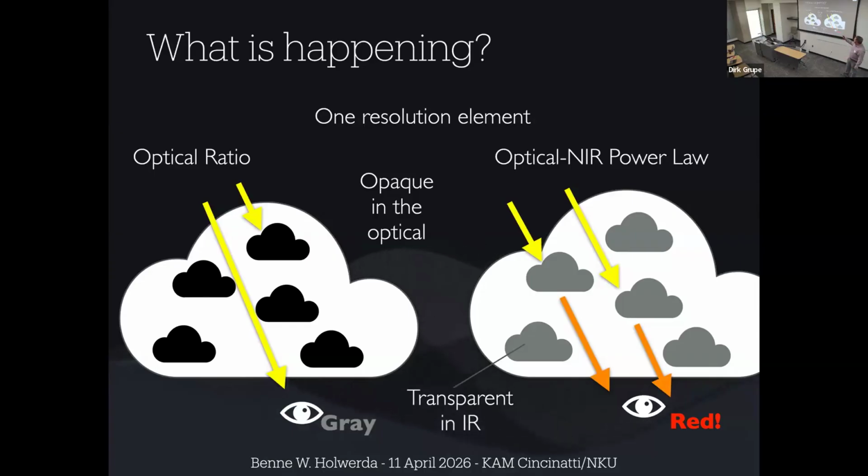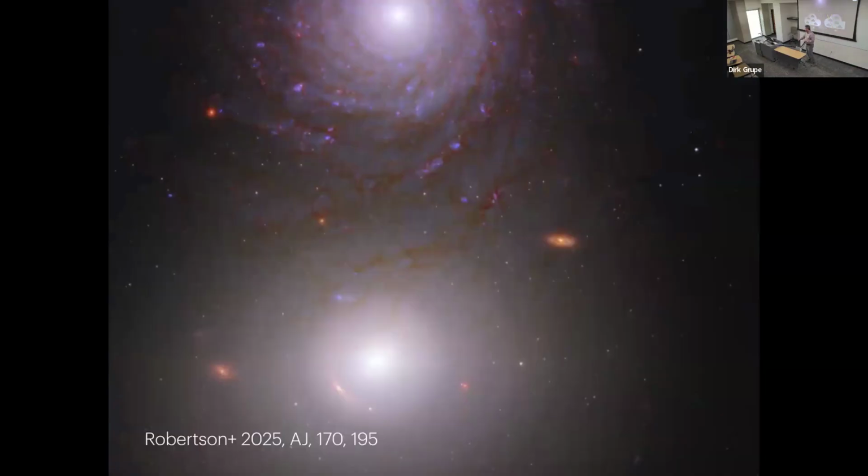So what we think is actually, these things become transparent in the infrared. So they basically regain their attenuation curve that they didn't have because the cloudlets became opaque to optical transmission. So we also just use more information.